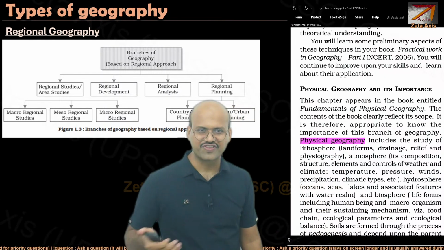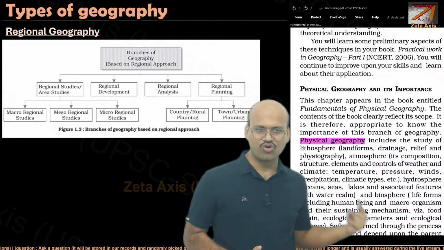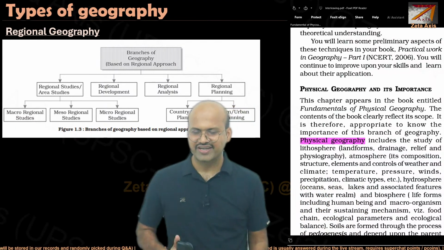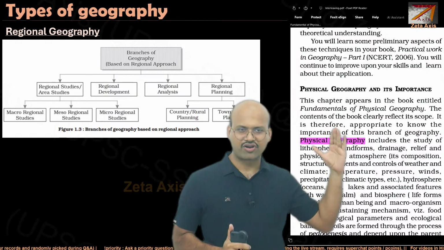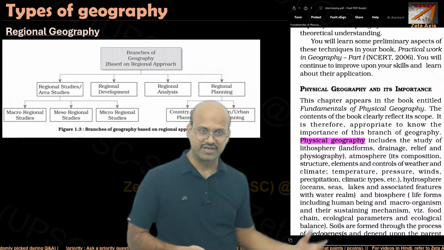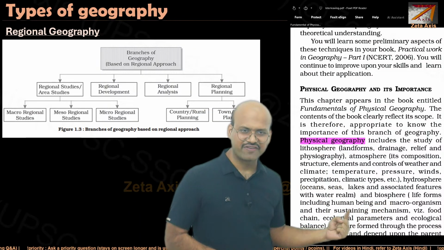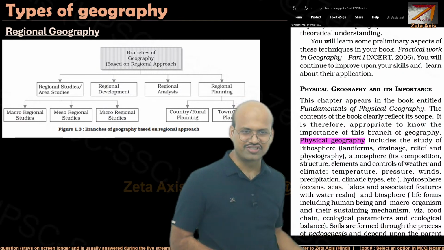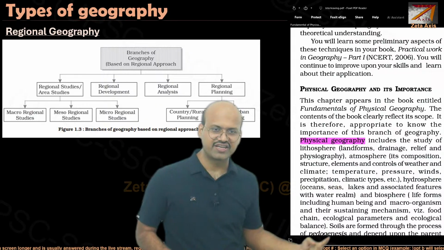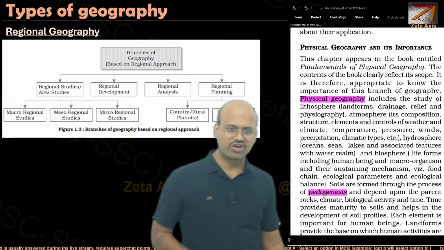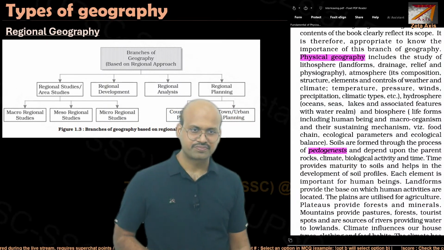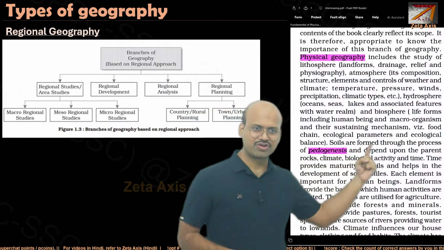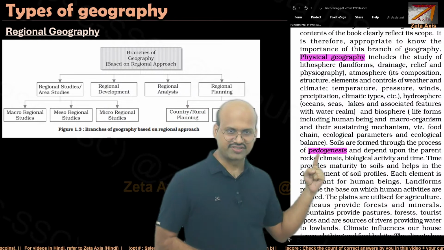Hydrosphere, we have seen hydrosphere is also part of physical geography. Ocean, lakes, seas, associated features with water, biomes. So everything which is related, even groundwater is also part of physical geography. Then we have biosphere. Biosphere, we know, is the life forms including human beings and macroorganisms and their sustaining mechanism, that is food chain. So even food chain and study of ecological parameters and ecological balance, all these are also part of study of geography.